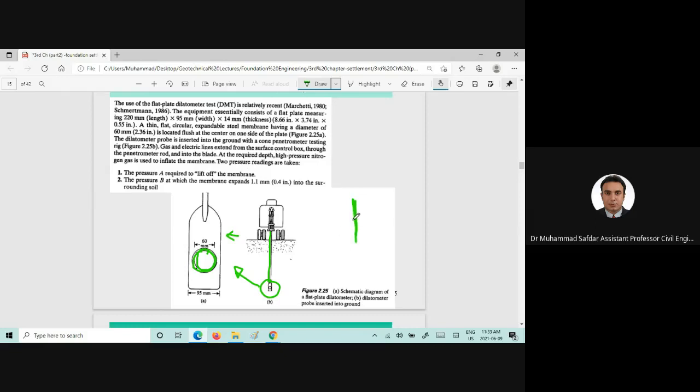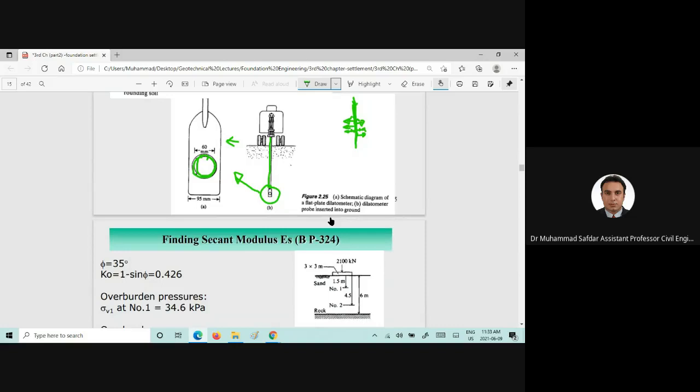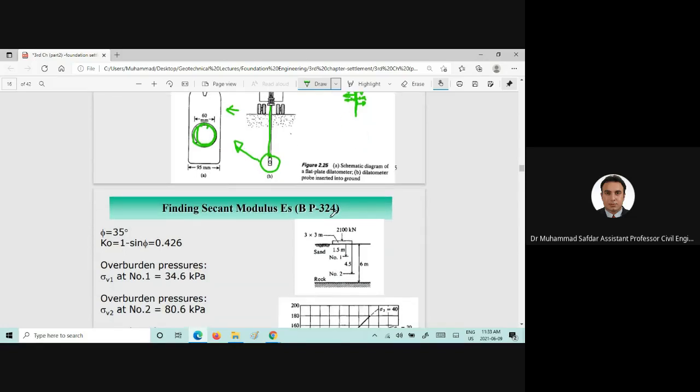Now a high pressure nitrogen gas is used to inflate this membrane. If the high pressure nitrogen gas is inserted here, this membrane will inflate or expand, and it will exert some pressure onto the test soil which is surrounding this membrane. And from the stress-strain behavior, it can also be plotted to estimate the modulus of elasticity.